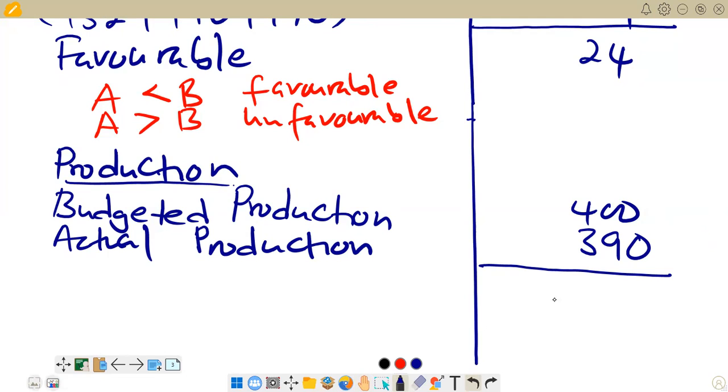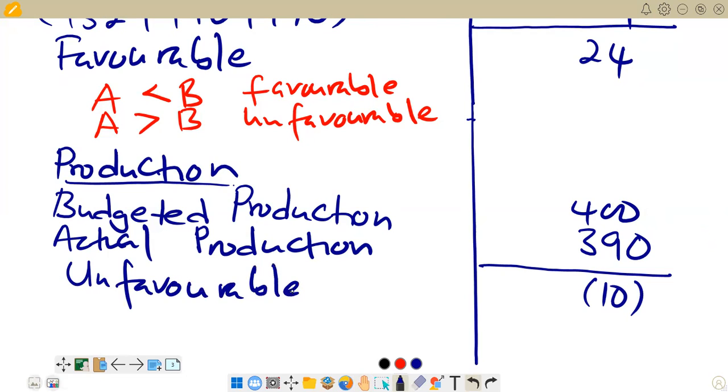So if you say 400 minus 390, you get 10. So our 10 here, present it as a negative in brackets, to show that it's an unfavorable position. So here you just indicate that it's unfavorable. So that's what we have.